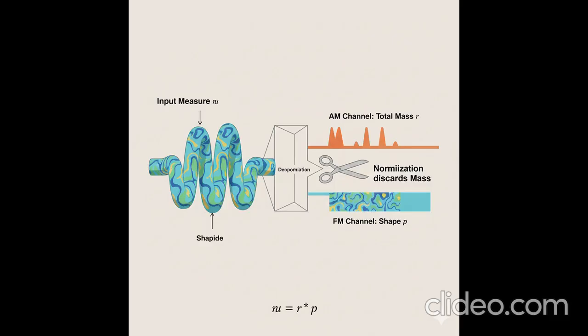Right. If I start with a measure mu, and I scale it by a factor of 10, the resulting evolution L of mu must also be scaled by a factor of 10. That makes a lot of sense. It means the physics of the system is the same whether you have a large sample or a small one.